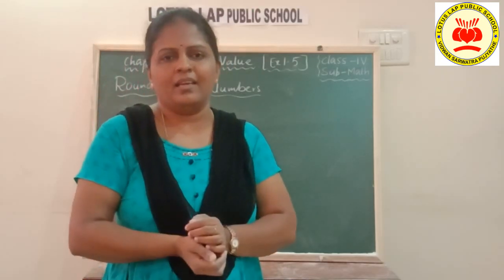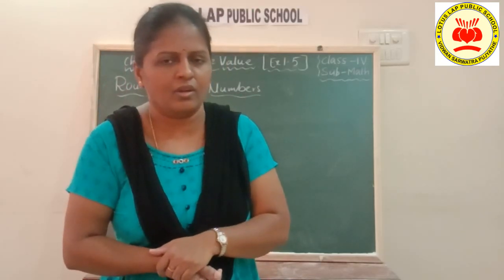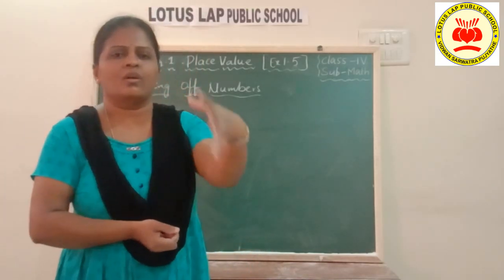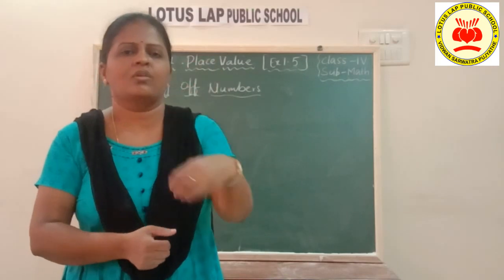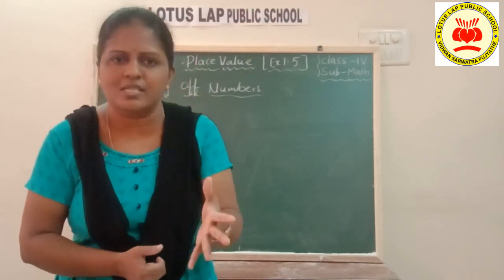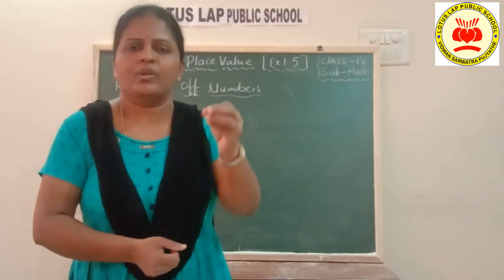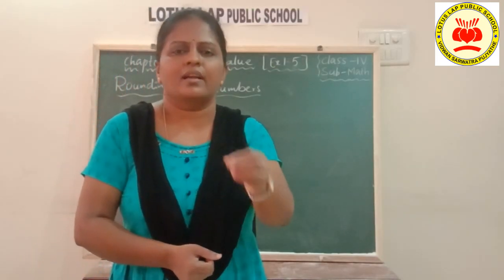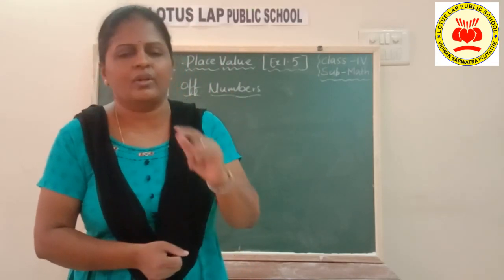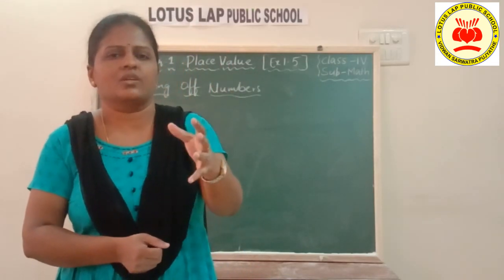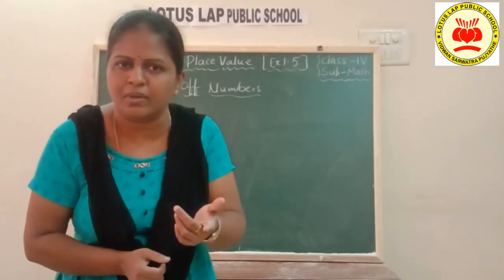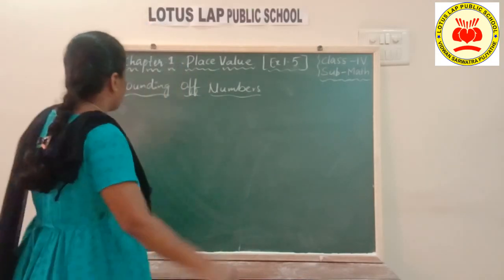And here three cases are there, children, in rounding off the numbers. You need to know what you want to round off the number to. Like round off the number to tens place or hundreds place or thousands place. The same number when you round off to tens place, hundreds place and thousands place will give you different numbers, children. So you need to know first of all to which you want to round off the number.